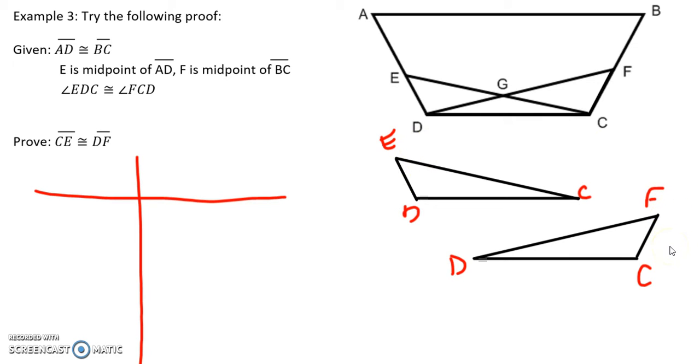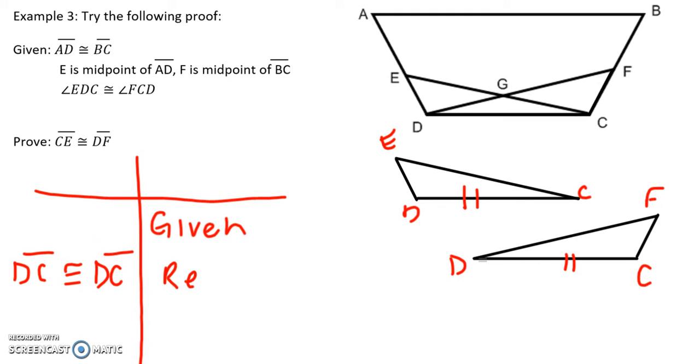And one thing as I redrew that, I already noticed that CD is congruent to DC because they're overlapping. So I already know that this and this are the same after my given. So I definitely have to write your given, and then I'm definitely going to write DC congruent to DC right away because I see that as reflexive.